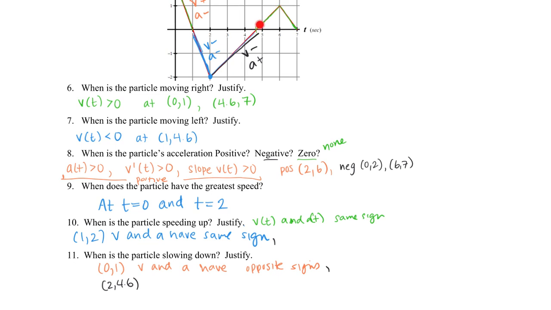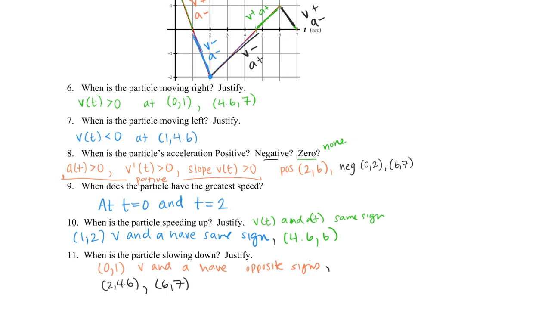Okay, now if I look from here, the velocity is positive, acceleration is positive as well. So they have the same signs from here to here, also 4.6 to 6. And then let's look at the last piece. From 6 to 7, the velocity is positive, but the slope is negative. So they have opposite signs. So it's also slowing down from 6 to 7.